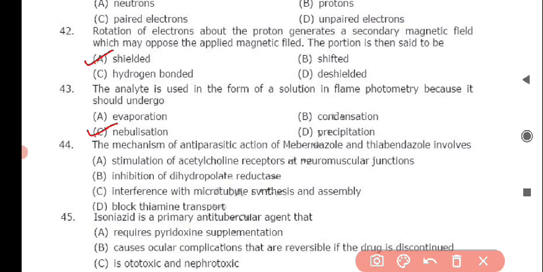Next question is, the mechanism of antiparasitic action of mebendazole and thiabendazole involves, and the correct answer is option C, interference with microtubule synthesis and assembly.